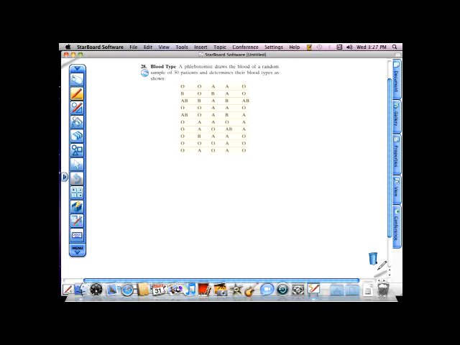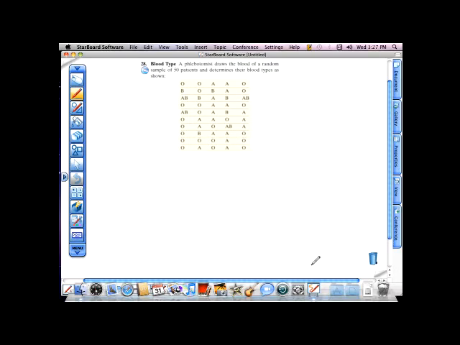Okay, so here's a problem from our book. It's in 2.1, number 28. Here we have a phlebotomist who draws the blood of a random sample of 50 patients and determines their blood types as shown. So qualitative data, right? Non-numeric. We have 4 categories here: O, B, AB, and A. So first thing we're going to do is set up our classes. So we might write class, or we might write blood type.